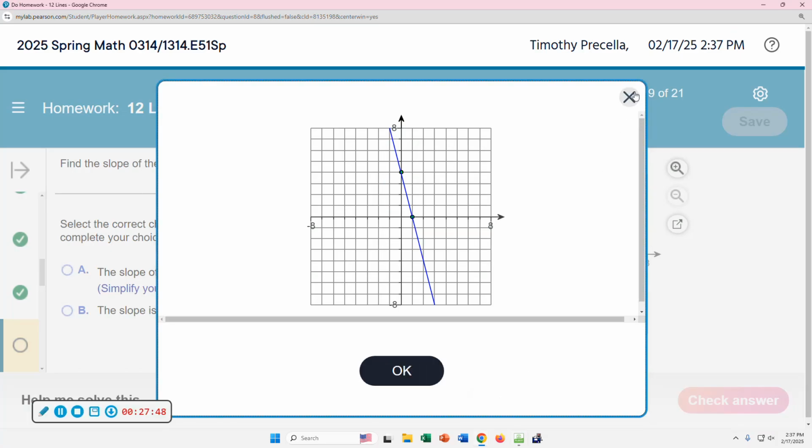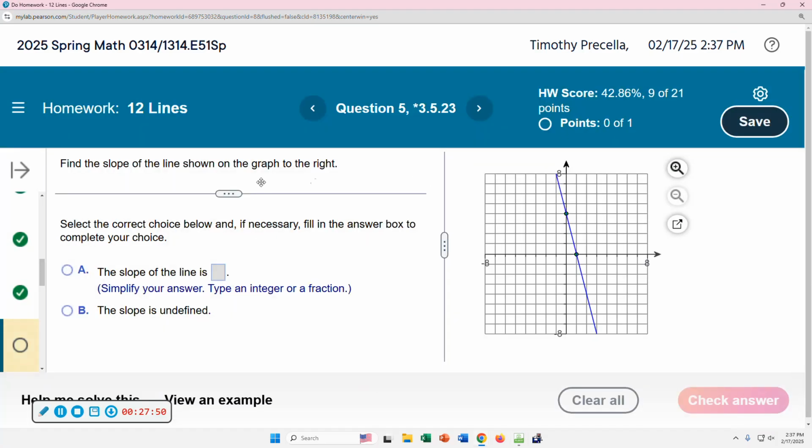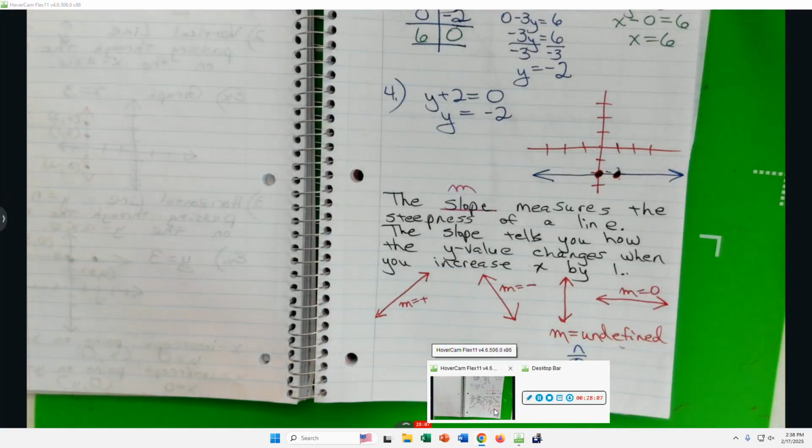I'm breaking my own rule. I didn't even read the instructions. I assumed it said find the slope of the line. Okay, so switch to my paper, look at part B. The slope is undefined. Wait a minute. Could it possibly be that? What sort of a line has an undefined slope? Vertical? Verticals are undefined.